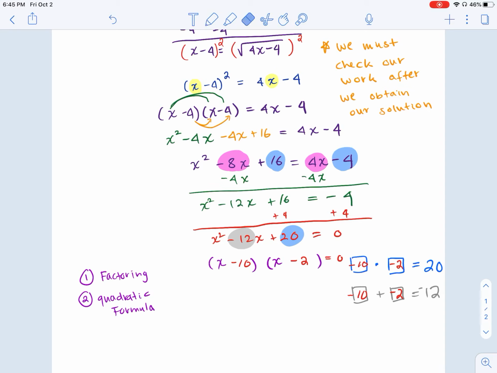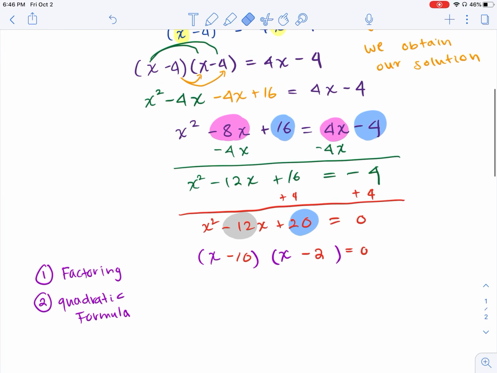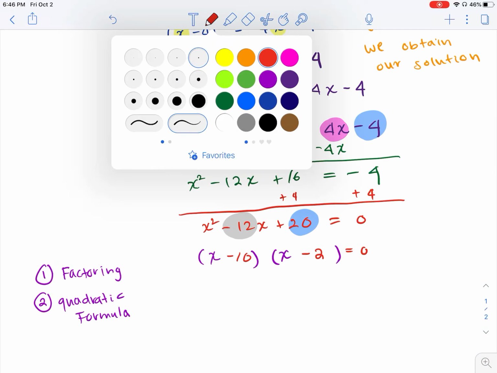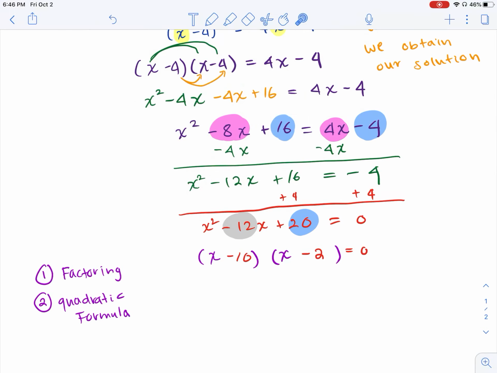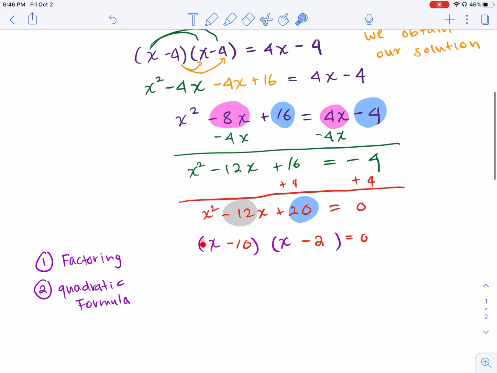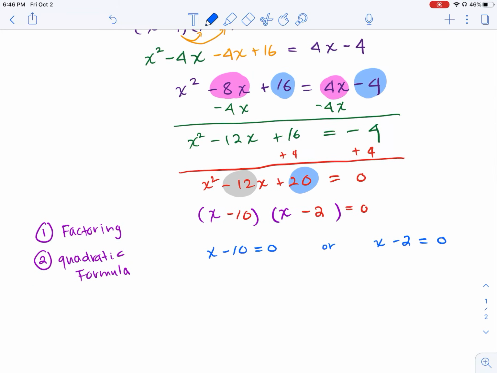I'm going to erase this so that I have a little bit of room. Then from here, you'll notice this expression multiplied by this expression is equal to 0, which means when one of these expressions is equal to 0, then the whole equation becomes 0. So I'm going to say, what if x minus 10 is equal to 0? Or what if x minus 2 is equal to 0? And we're going to consider both answers.